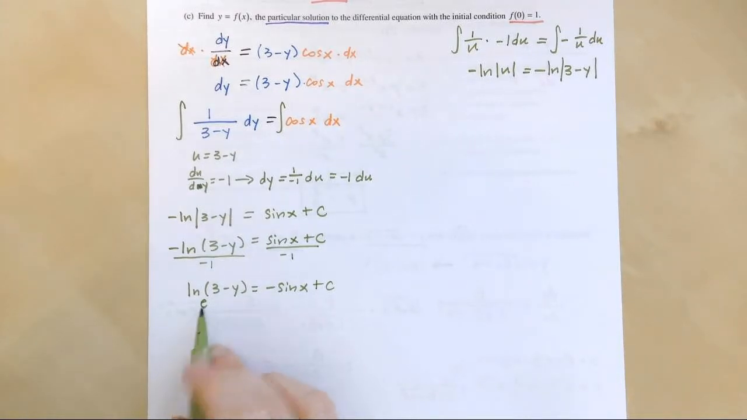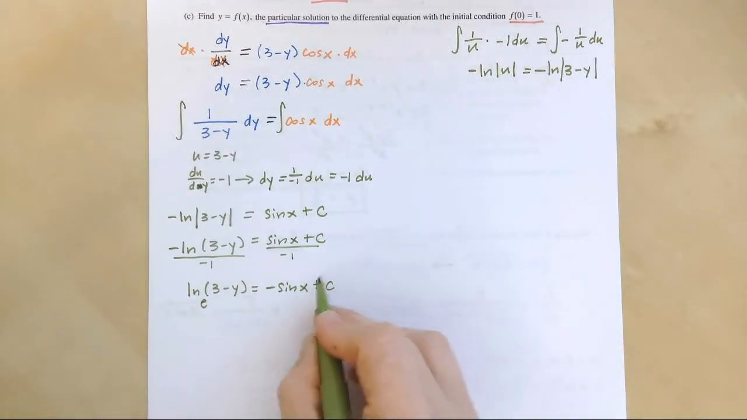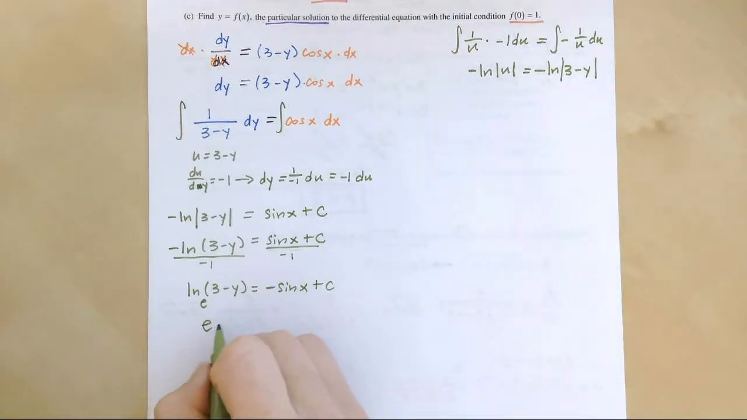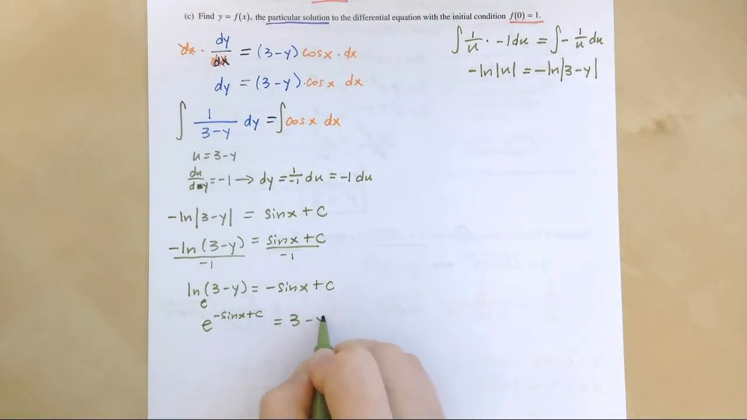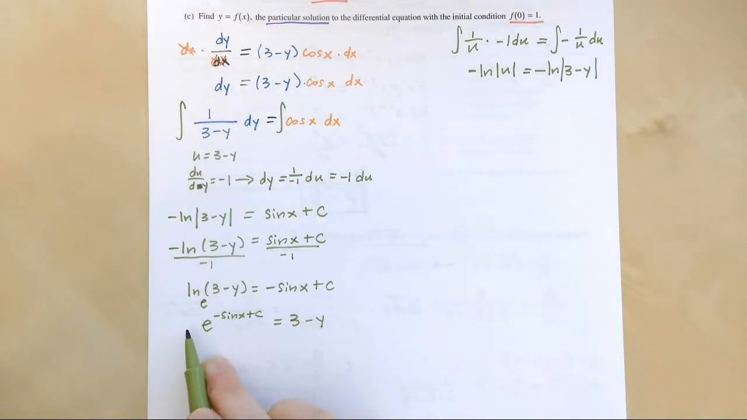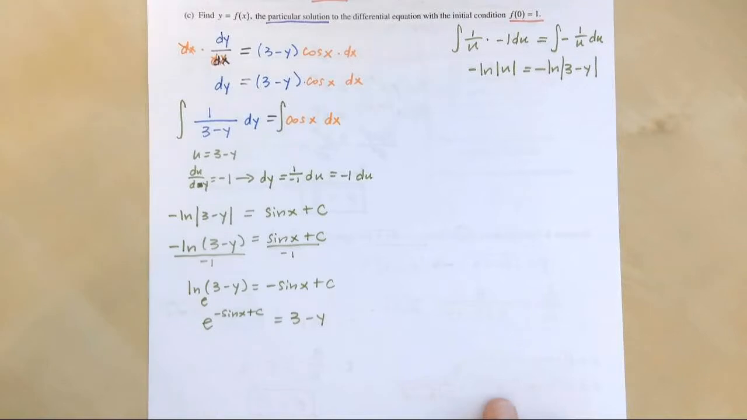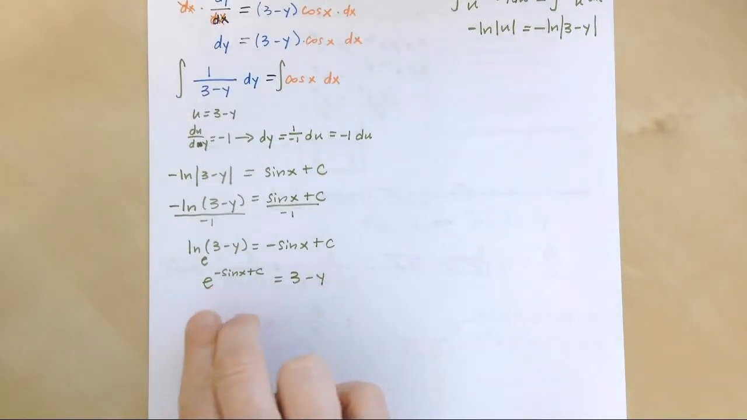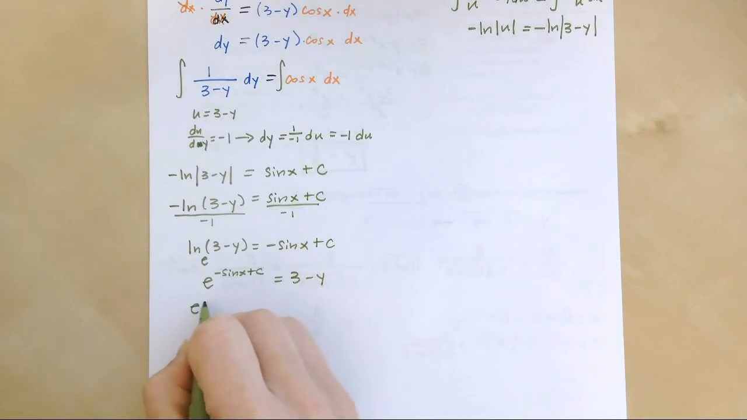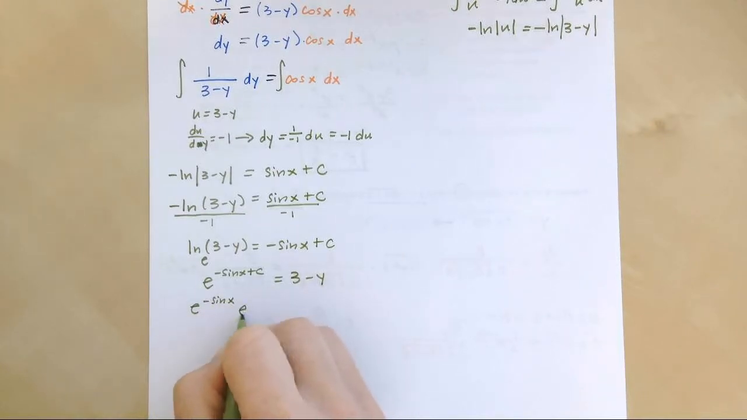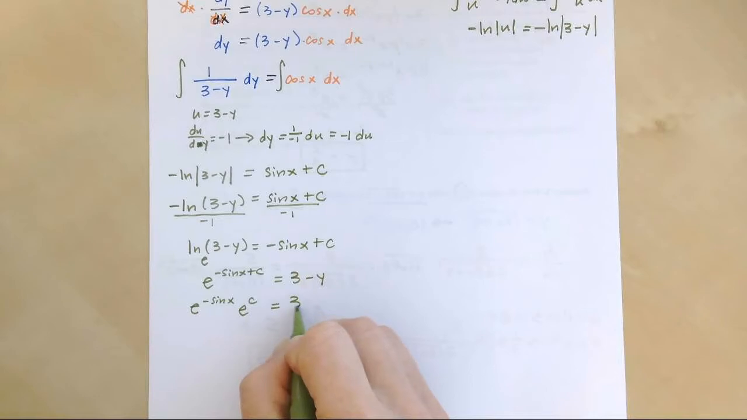So the base is e, and then we do the chubby hand, e to the other side: e to the negative sine x plus c equals whatever's inside of the log, 3 minus y. Cool. I'm going to add y, and then actually let's simplify this side first. Remember, we can split this into two e's. Because of the addition, this is the same as multiplication: e to the negative sine x times e to the c equals 3 minus y.